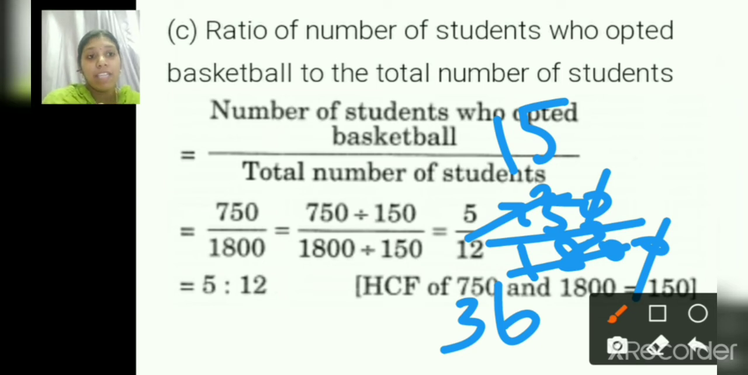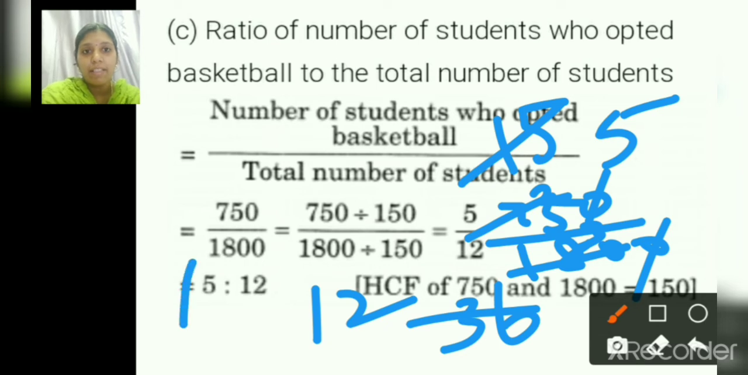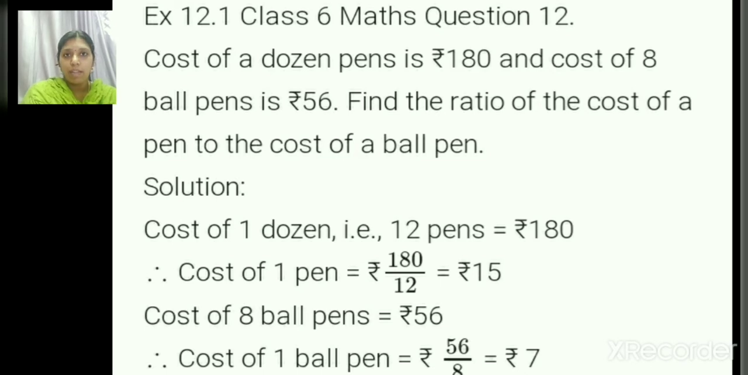Now 15 and 36. Can we cancel in the 3 table? 3 5s are 15. Okay, so 36, 3 1s are 3, 3 2s are 6. Okay, so we have 5 divided by 12. Okay, so we can write them in ratio as 5 is to 12. Clear, children? Question number 12.